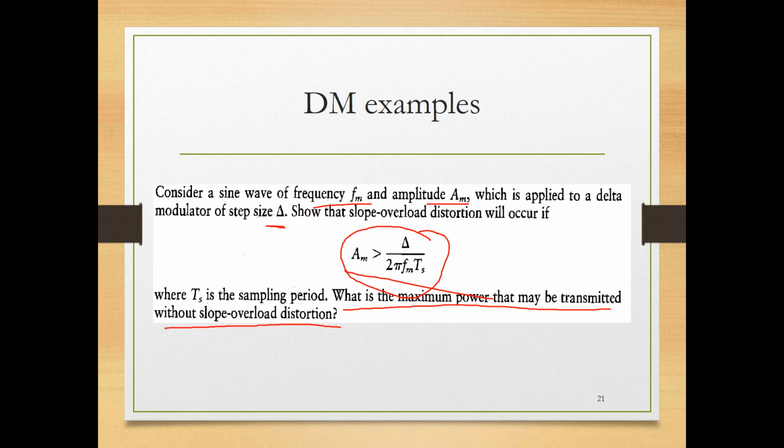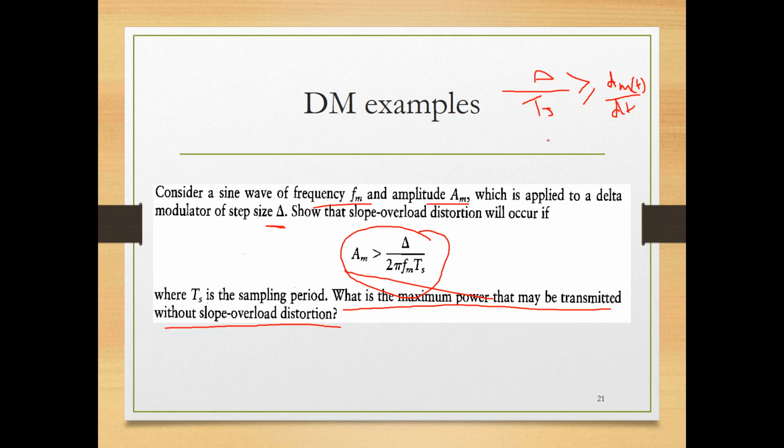So the question is asking, what would be the maximum point at which there will be no slope overload distortion? So you reverse the formula. To avoid overload distortion, what do we say? Delta, the slope of the staircase signal, which is delta over TS, must be equal to or bigger than the derivative, dm(t) over dt, and this is a function of t.